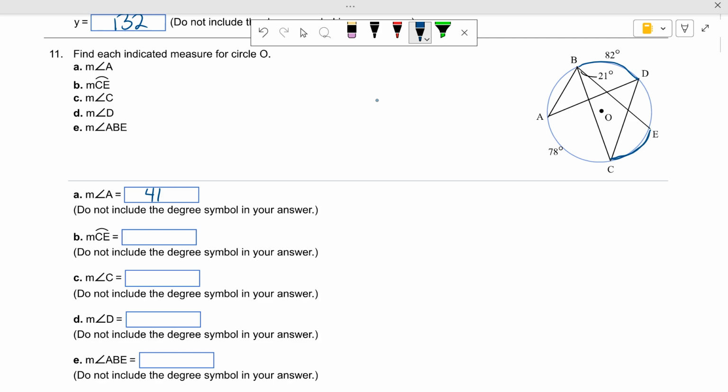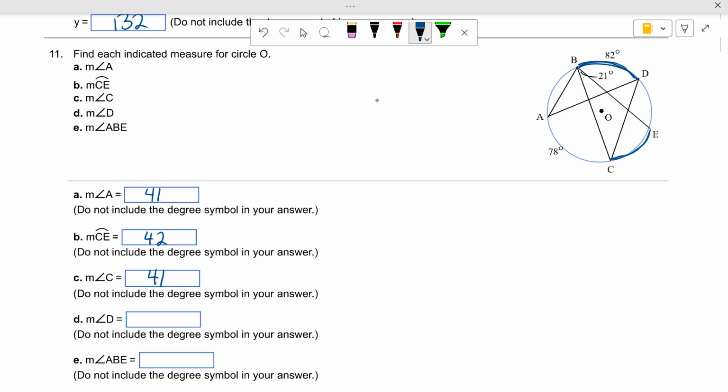So the angle is half the intercepted arc, so you multiply by 2 to get to the arc. What's 21 times 2? 42. How big is angle C? 41, because it cuts off the same arc that angle A does. Angle A cuts off this 82-degree arc, so does angle C.